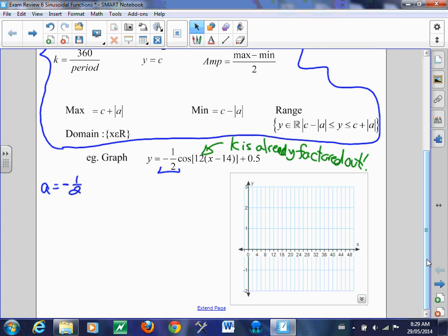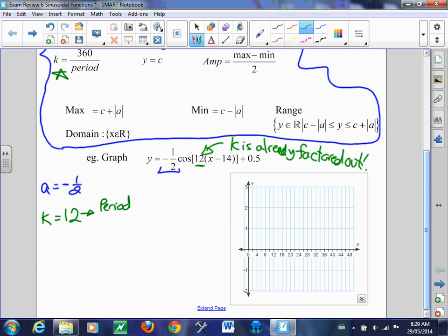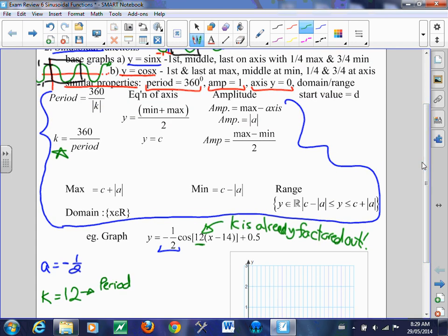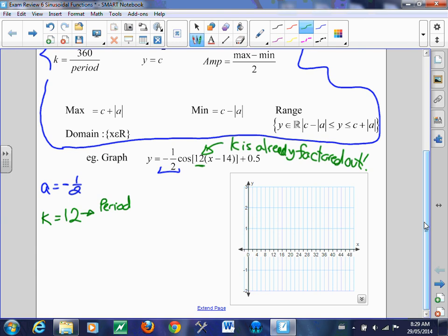We then look at our next value, which is K, so K equals 12. But we can use that to help us figure out the period. If you look above that one where I just started, period equals 360 divided by the absolute value of k. To find the period, it's going to be 360 divided by 12. So the period equals 30 degrees. It's going to help me when I graph.